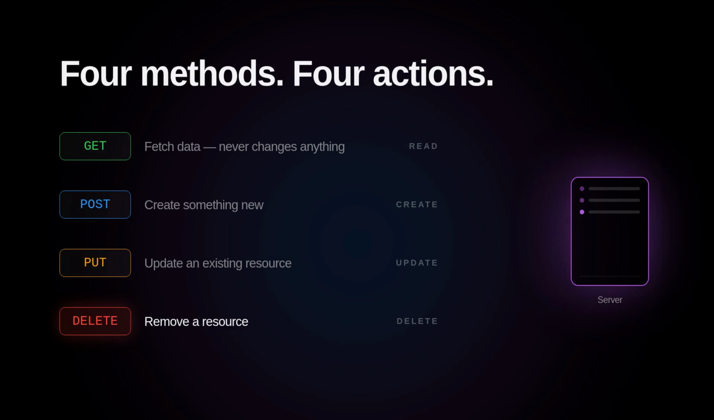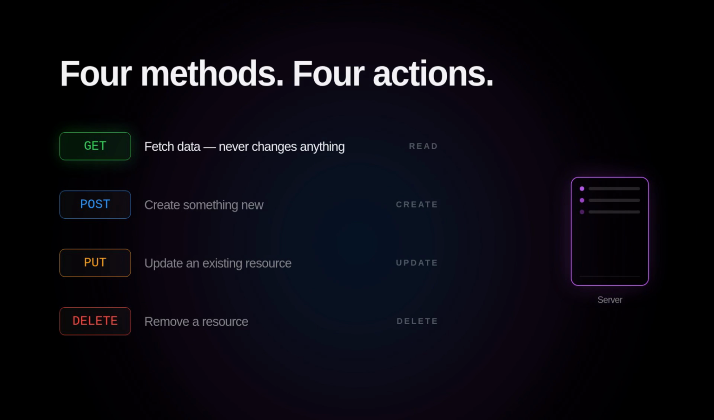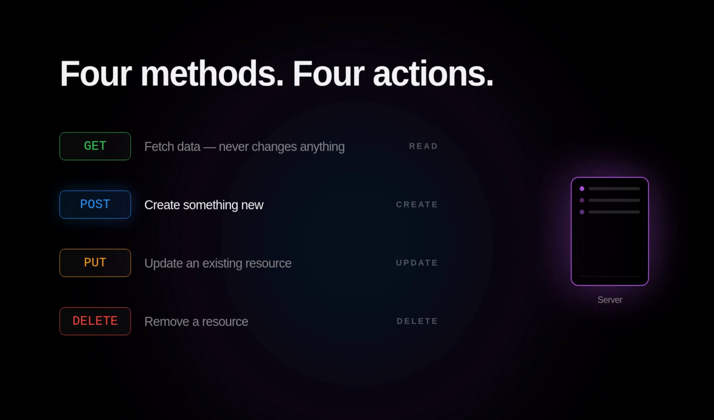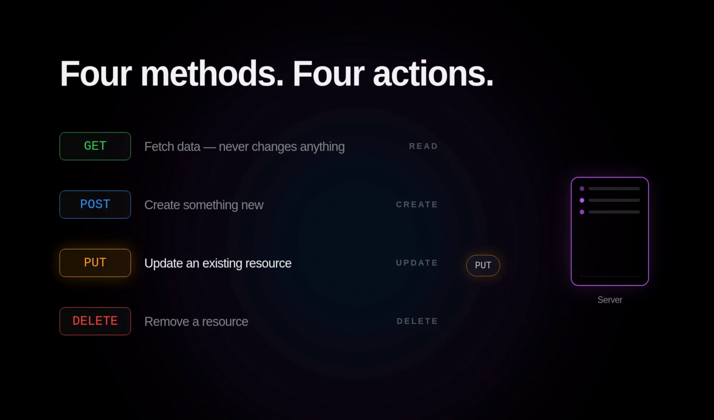POST, create something new. Place a new order, register a new user. PUT, update something that already exists. Change your delivery address, edit your profile. DELETE, you guessed it, remove a resource, cancel that order. Four methods, four actions. That's 90% of every API you'll ever use.